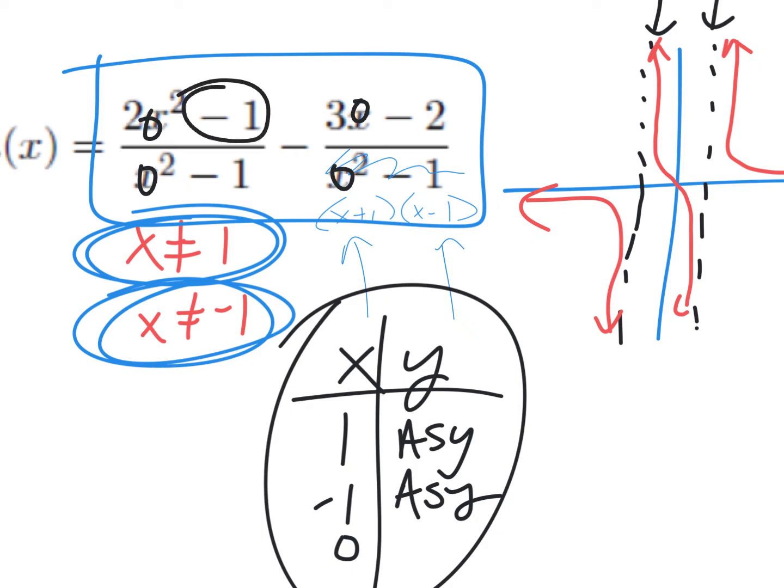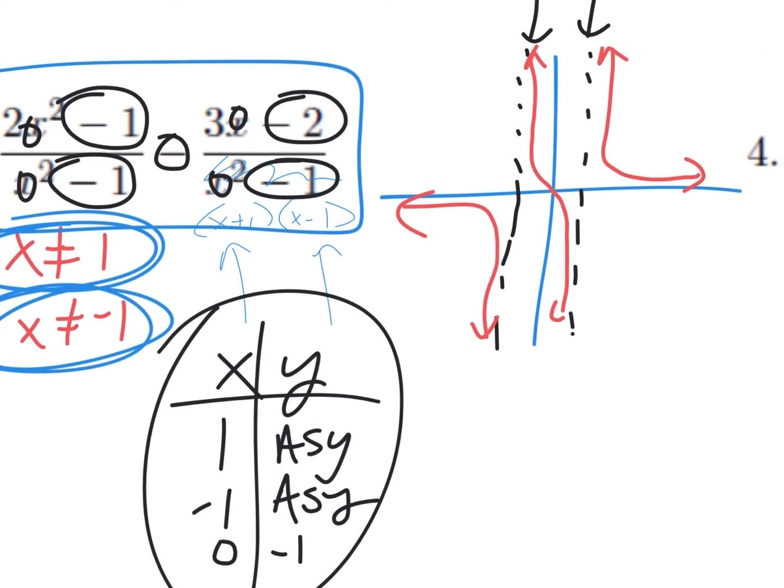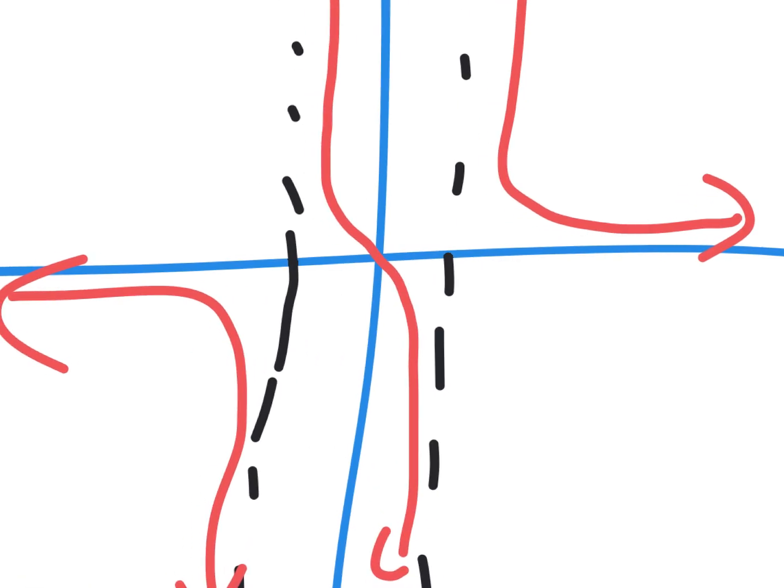It's -1 over -1, which is 1, minus -2 over -1, which is 2. So then it would be 1 minus 2, which would be -1. 0, -1 is on my graph. So I guess I was wrong. I guessed it would be 0, 0. It wasn't. It was 0, -1.